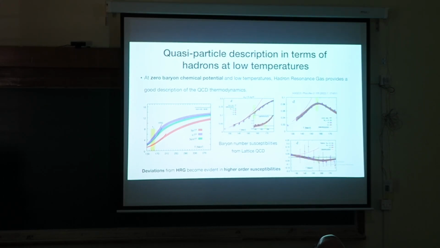This was the equation of state, that is pressure, energy density and entropy density, properly normalized by powers of temperature. But if we look at the susceptibilities, that is the second, fourth and sixth order derivatives of pressure with respect to baryon chemical potential, you can see that the hadron resonance gas model prediction, given by the pink lines in each of these curves, begins to deviate at much lower temperatures. The disagreement between the actual lattice calculation and the free gas of hadrons seems to be more evident in higher order susceptibilities.